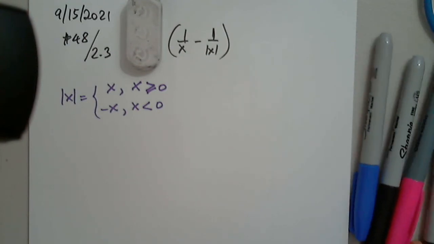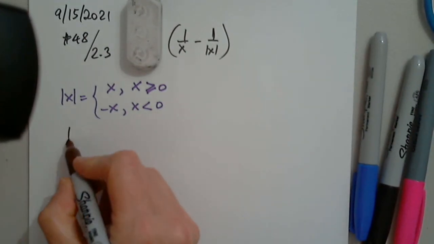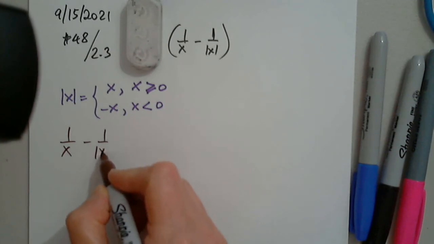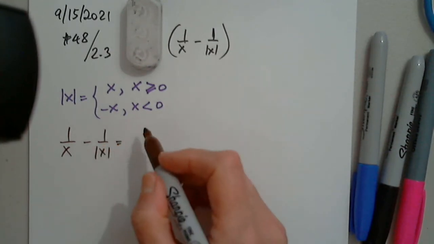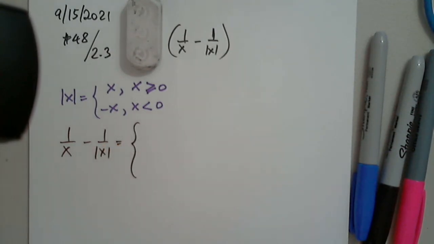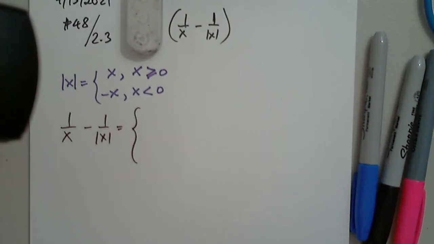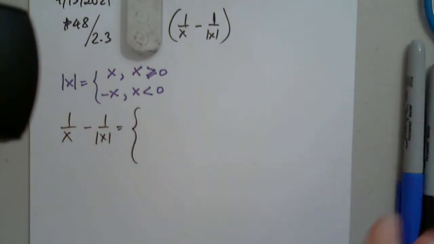Is it a 1 over x? Exactly. So I have 1 over x minus 1 over the absolute value of x. If this piece has two possibilities, then the whole function has two possibilities. What is the first possibility? With no calculations, just tell me what to write first for everyone to see.